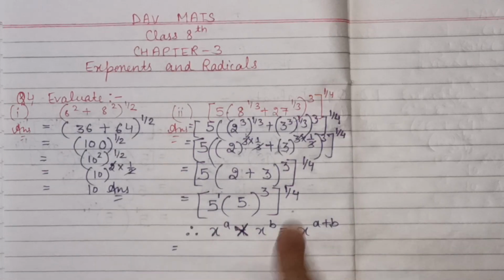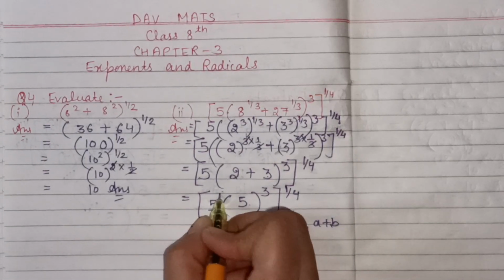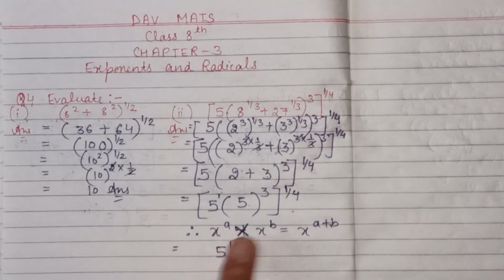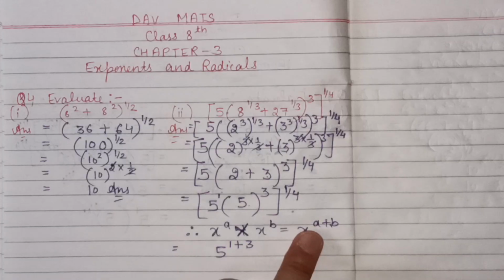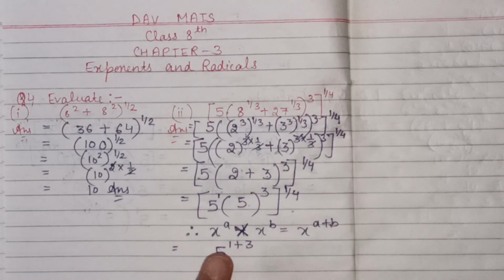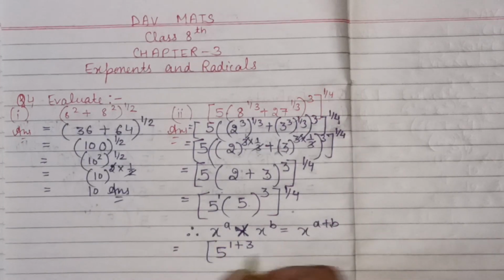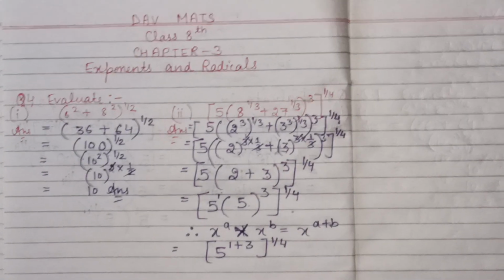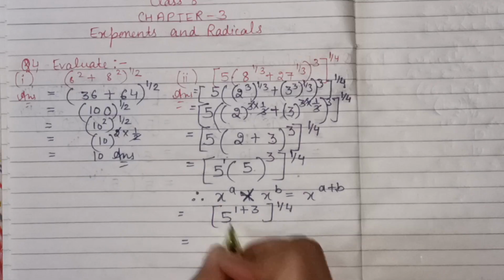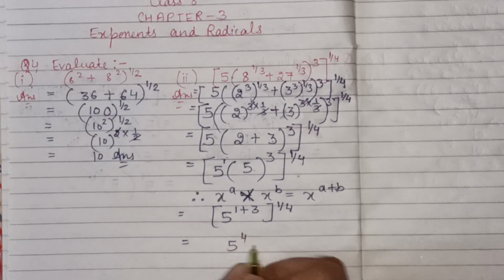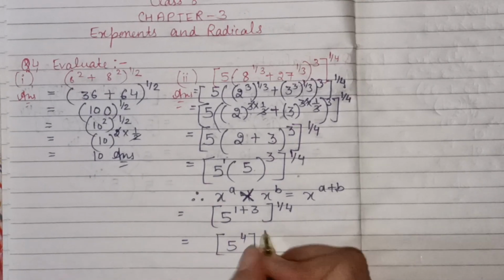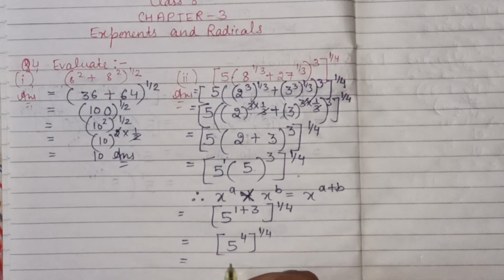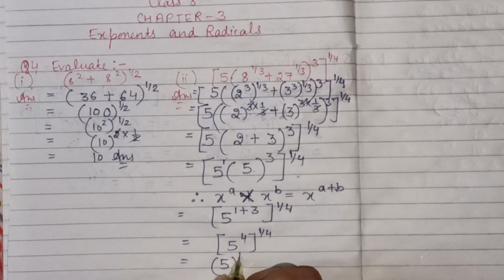Which is equal to 5 raised to power this 1 here plus this 3 here. This becomes equal to this, and the exponent of the whole is 1 upon 4. Now 5 raised to power 1 plus 3 is equal to 4, and after the bracket it is 1 upon 4, the exponent. Now we can solve this by 5 raised to power 4 multiply.